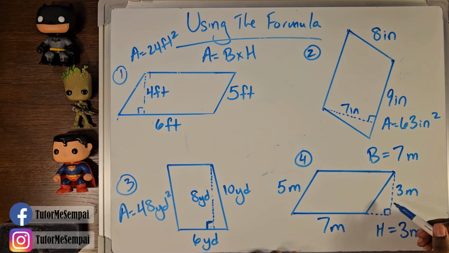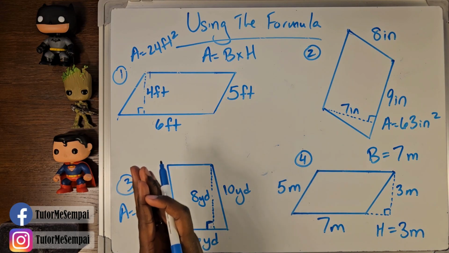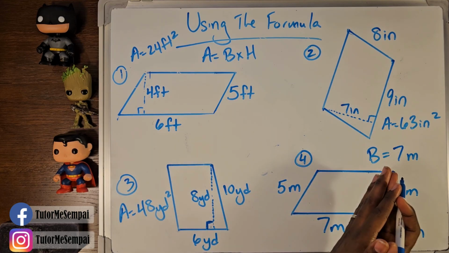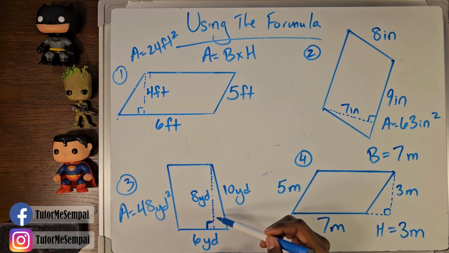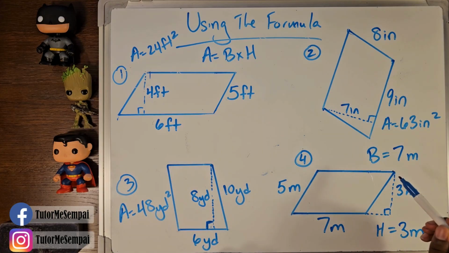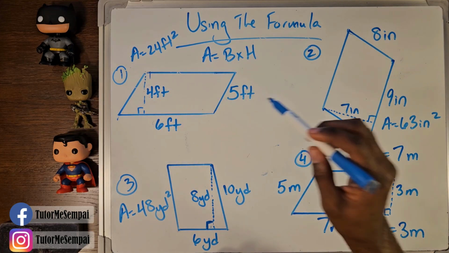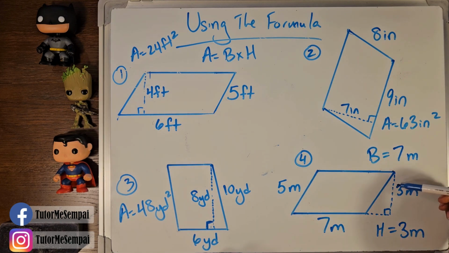Your height can technically be outside of the parallelogram, and that's because the height is not really part of the parallelogram. Remember, these are dotted lines. They're not existing inside your shape. So it doesn't matter if it's inside or out the shape, as long as it's perpendicular to one of your sides, it can be your height.